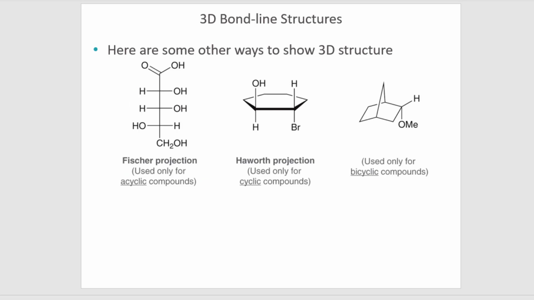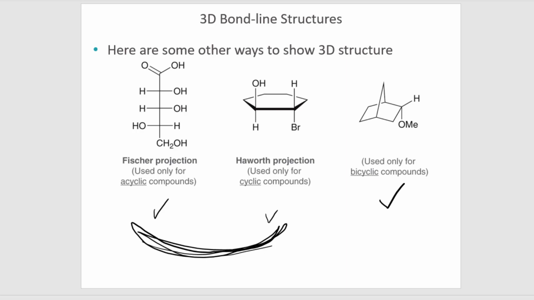Lastly, I'll mention that there are many other ways that you're going to see three-dimensional bond line structures drawn. I showed you the bicycle configuration in the previous slide. There's also a couple more. We're going to learn about Fischer projections a little bit in an upcoming chapter when we do stereochemistry. And you'll also sometimes see these Haworth projections, especially in carbohydrate chemistry. These are used together in carbohydrate chemistry, and we'll touch upon them as they become relevant to the context that we're talking about.